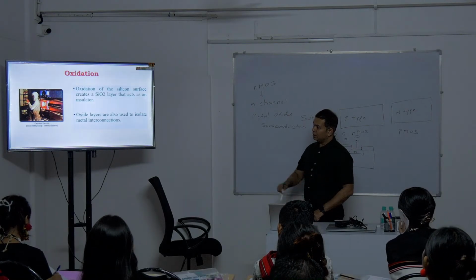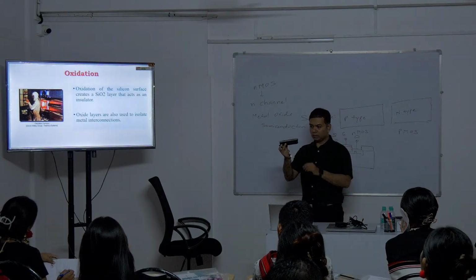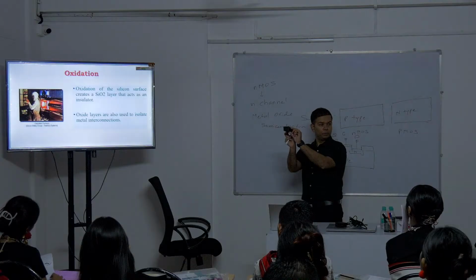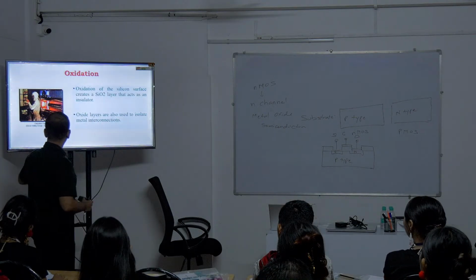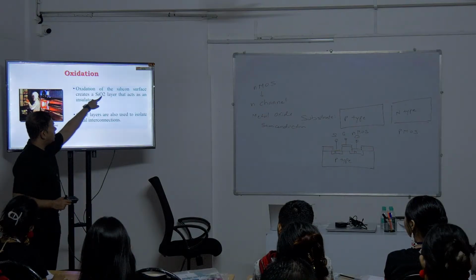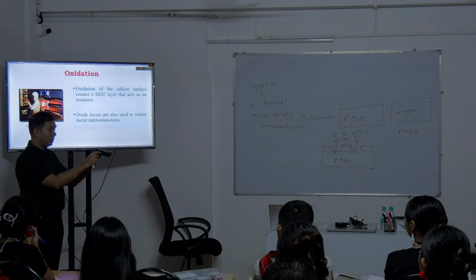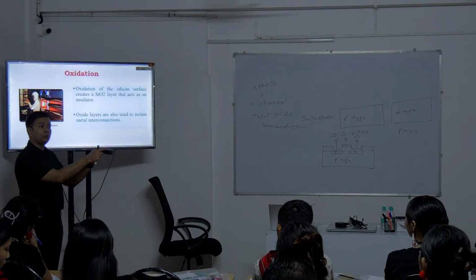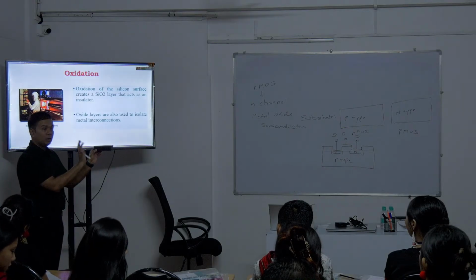So just think about it. This is an oxidation furnace where this substrate will go, and based on that, a silicon dioxide layer will be formed on top of it. Now the next step is how to get rid of the center portion, because currently I only need the two on the side only.